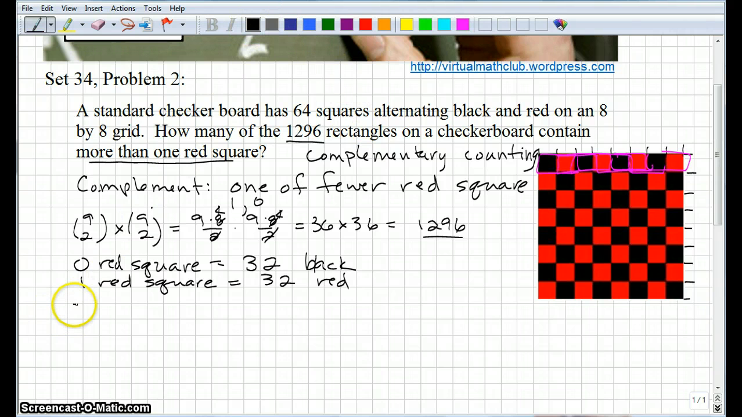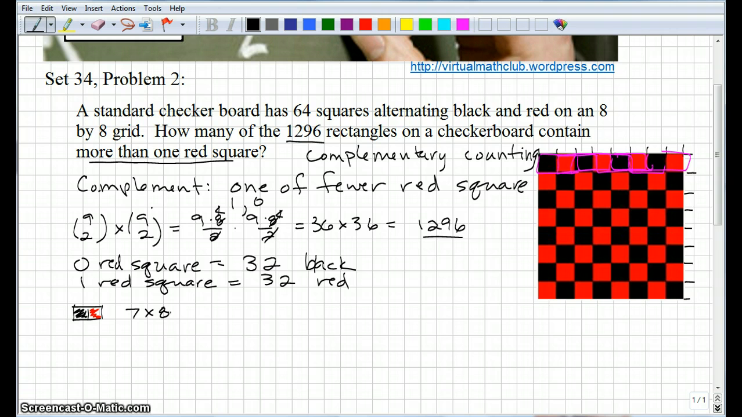So if we have this sort of thing, we have these horizontal red-black combinations, or they could be black-red combinations. So we'll have 7 of those in each row times 8 rows.